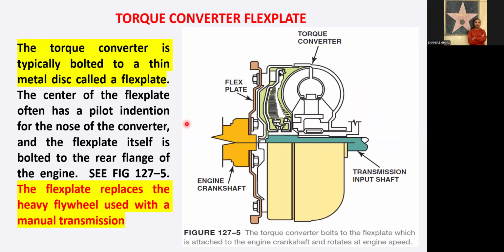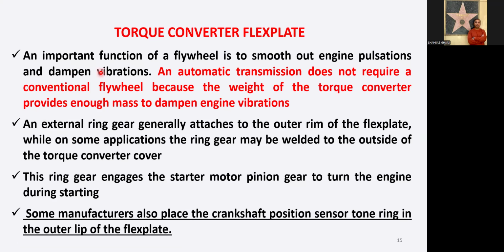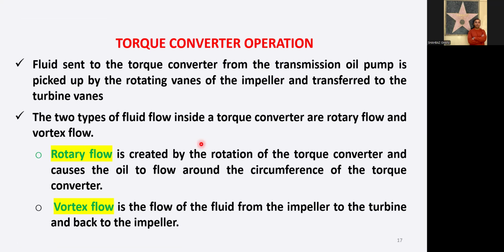Then we talked about the torque converter flex plate, which is the first part, in between the engine and the automatic transmission. Then a few words about the flex plate. Then we have studied the types of flow in the torque converter. There are two types of flow, that is rotary flow and vortex flow. And we studied when we have a rotary flow and when we have a vortex flow.